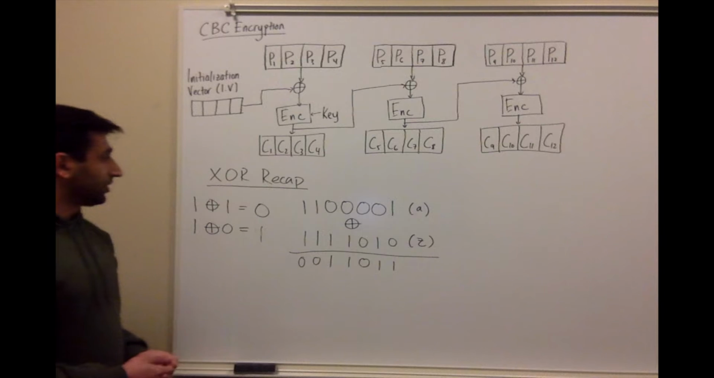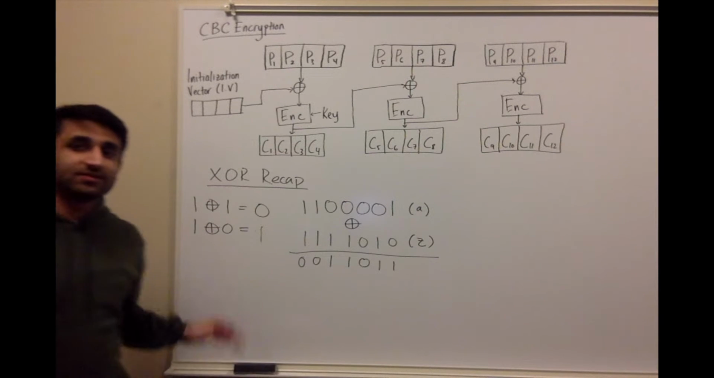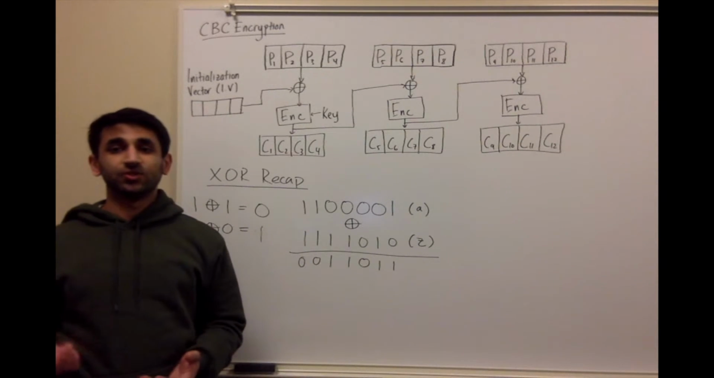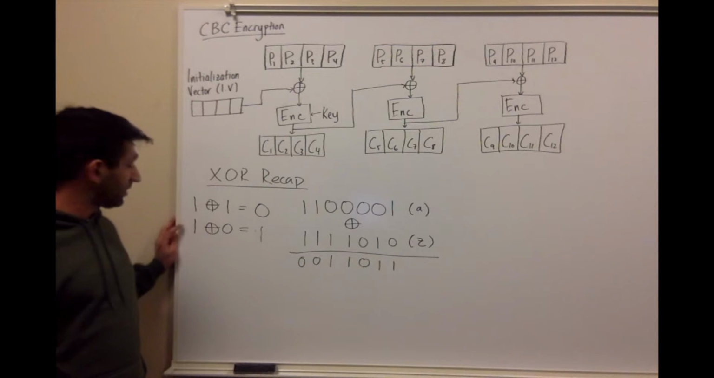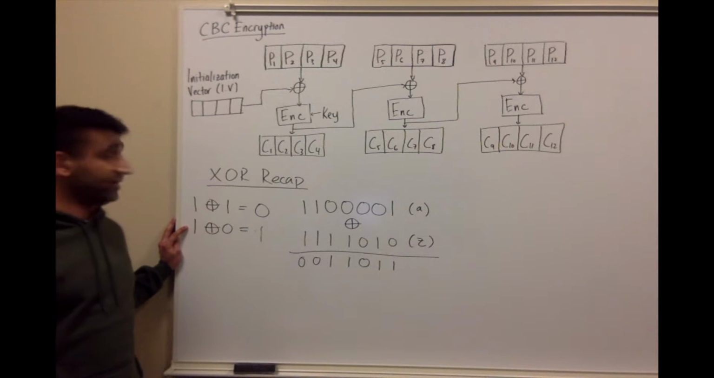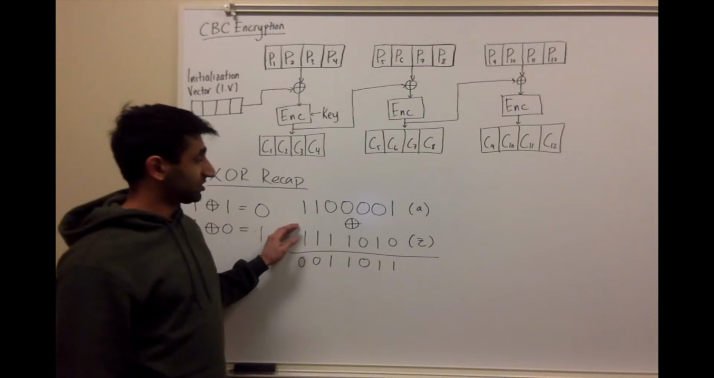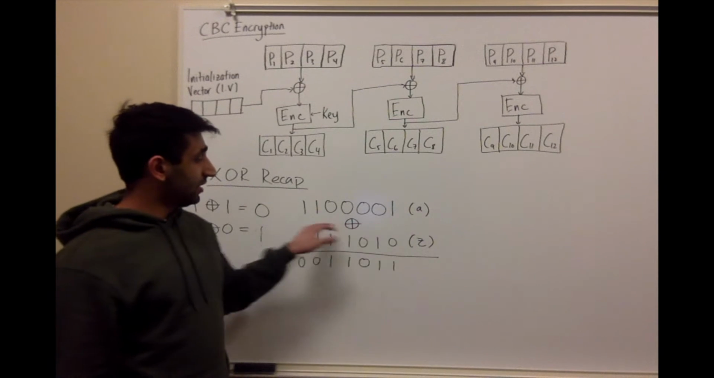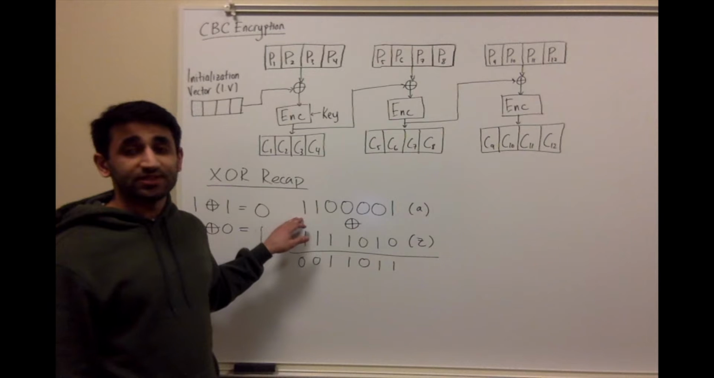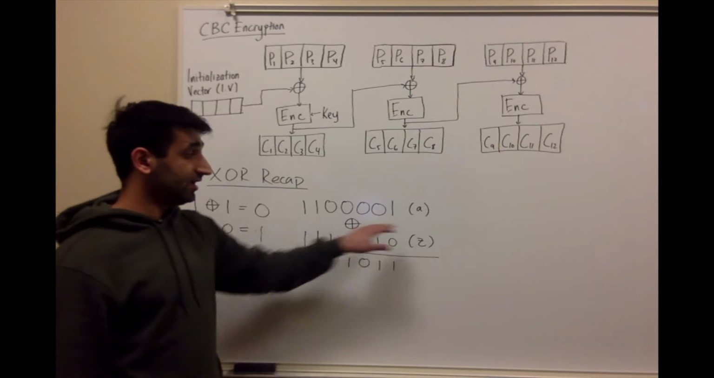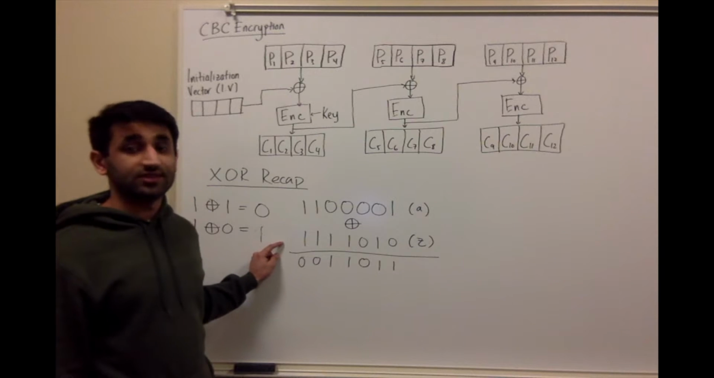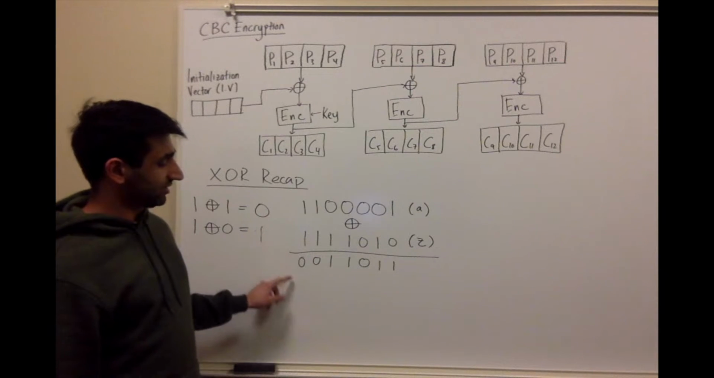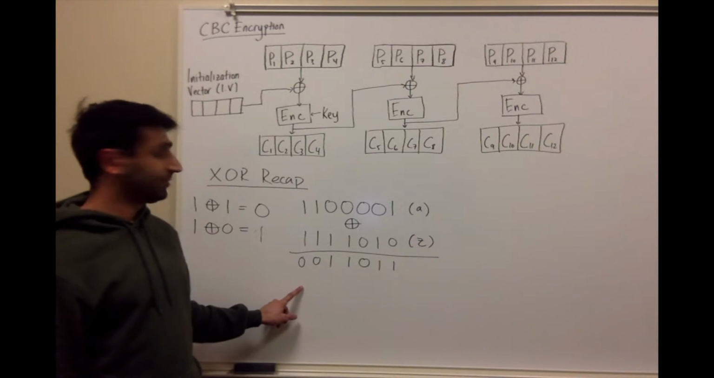I've also included an XOR recap in case any of you may have forgotten since 203. Anything XORed with itself is 0. Anything XORed with 0 is itself. And I've also included a small example. This is the binary representation of the lowercase letter a in ASCII, and this is the binary representation of the lowercase letter z in ASCII. And if they're XORed together, this is what the output would be.